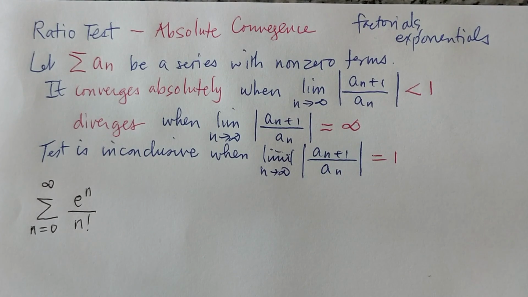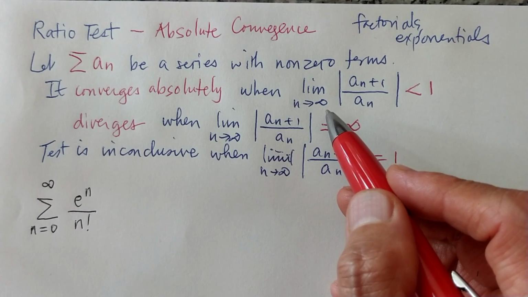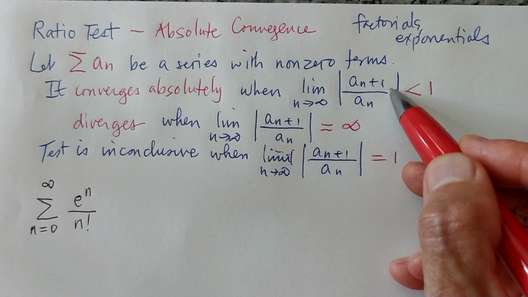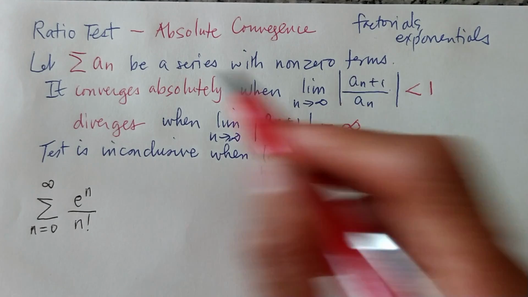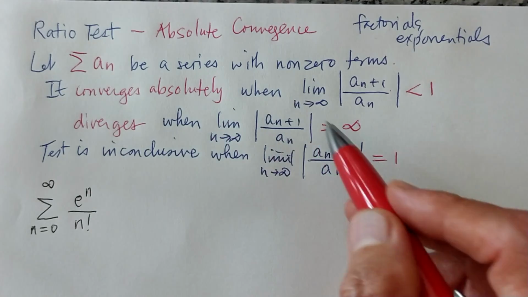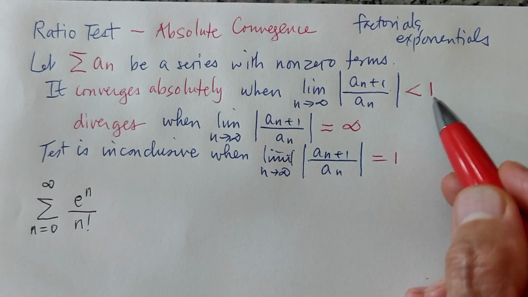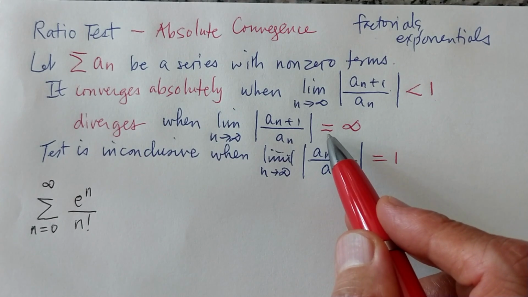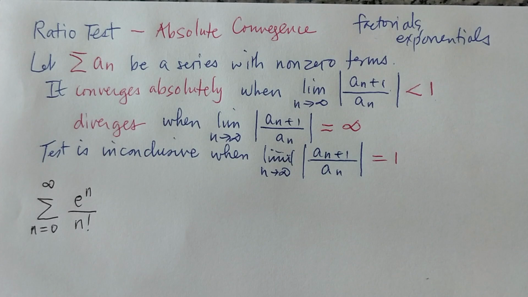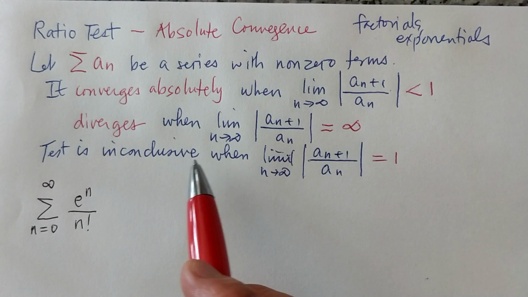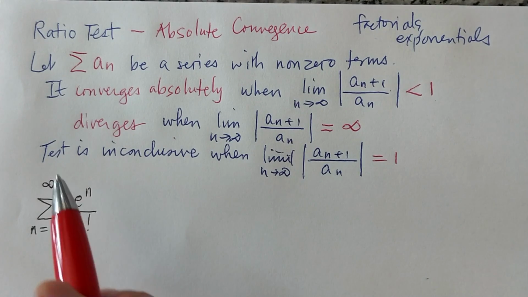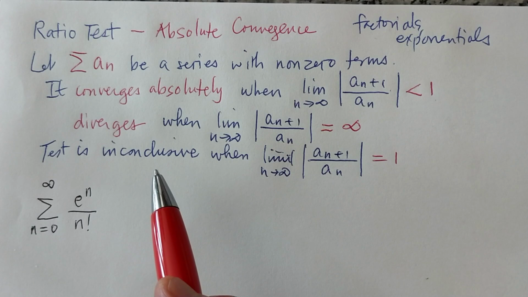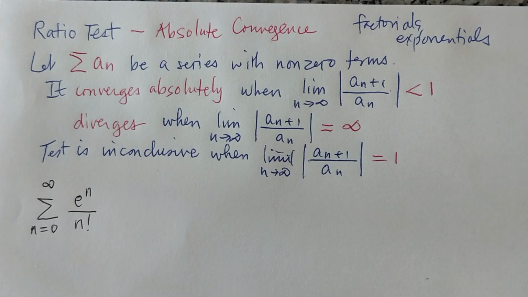Well, it converges absolutely when the limit as n goes to infinity of a sub n plus 1 over a sub n, where a sub n is your series, is less than 1. If the limit is less than 1, then it converges absolutely. It diverges when the limit is equal to infinity or greater than 1. It is inconclusive if the limit is equal to 1. When this happens, you will have to use the other convergence tests that we have learned before.